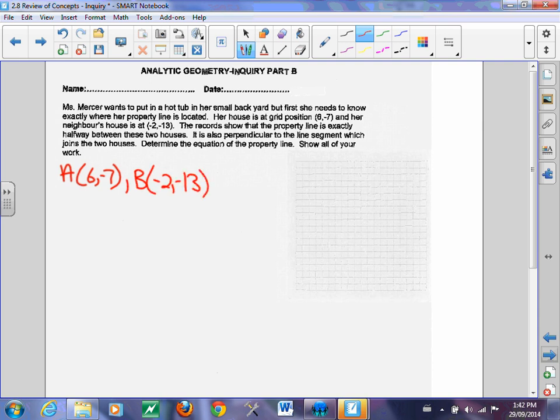The records show that her property line is exactly halfway between the two houses. It is also perpendicular to the line segment, so be careful with that. It's halfway and perpendicular, so what does that mean, guys? We're looking for the perpendicular bisector. It says determine the equation of the property line, show all your work. So just remember, guys, we need the perpendicular bisector.